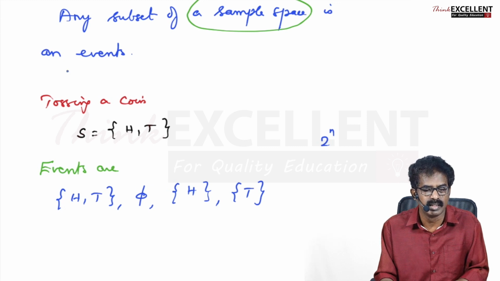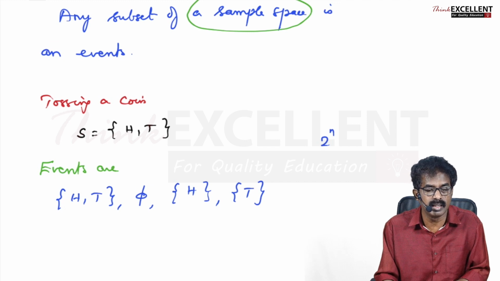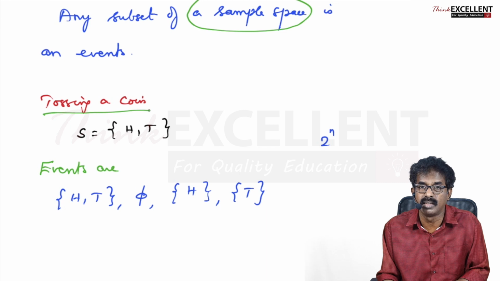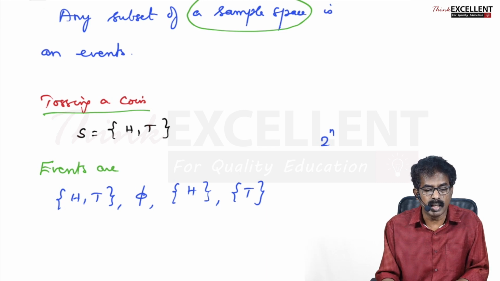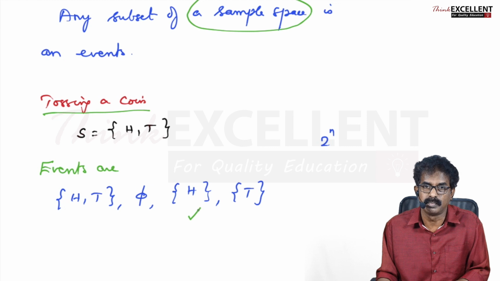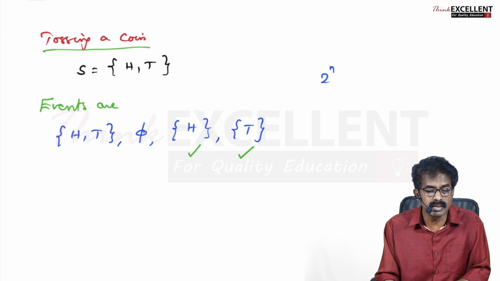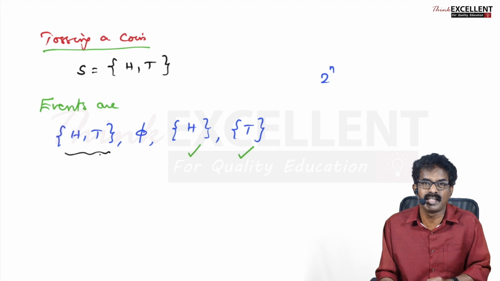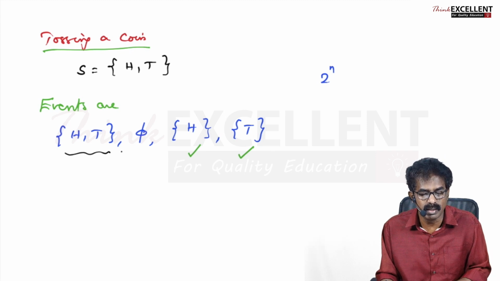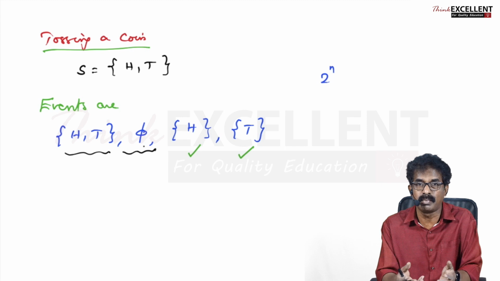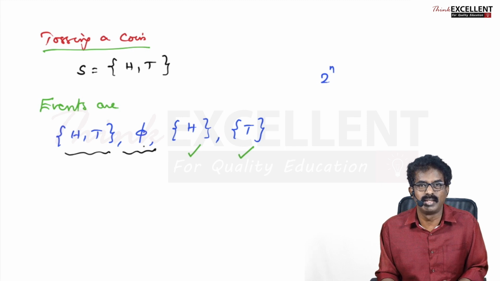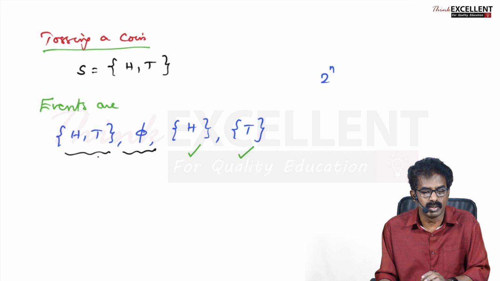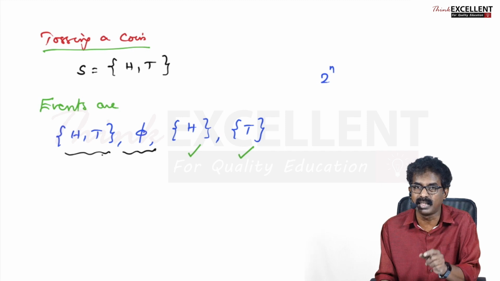So see here, what is the experiment? You are tossing only one coin. When you toss a coin, you are getting a head. Yes, it is possible. You are getting a tail. Yes, it is possible. You are getting head and tail. Is it possible? No, it is not possible. Next one, when you toss a coin, you are not getting anything. That is also not possible. So the first two, when you toss a coin, you will get either head or tail.